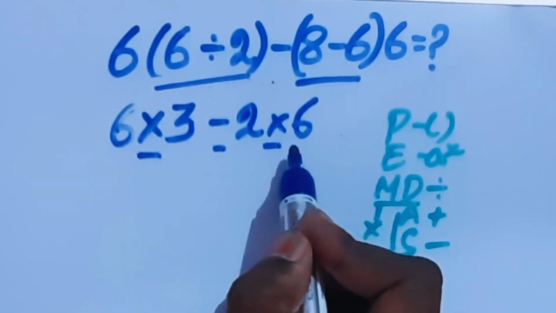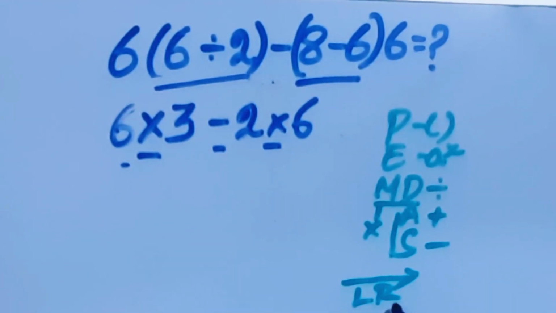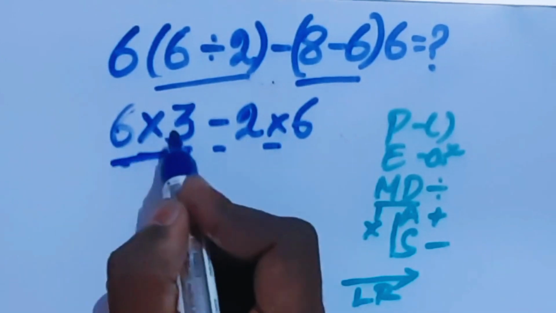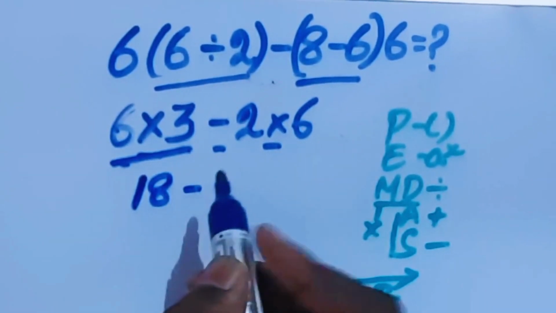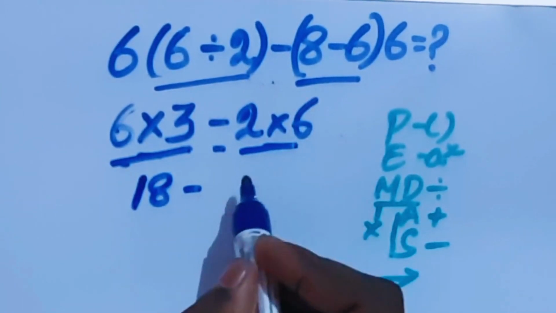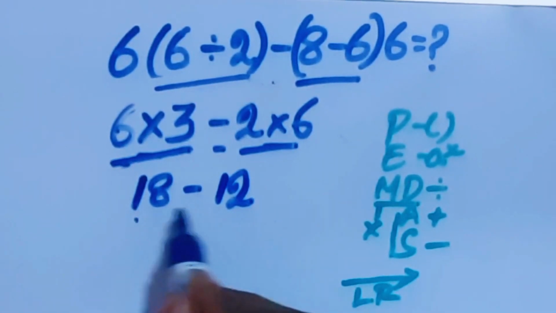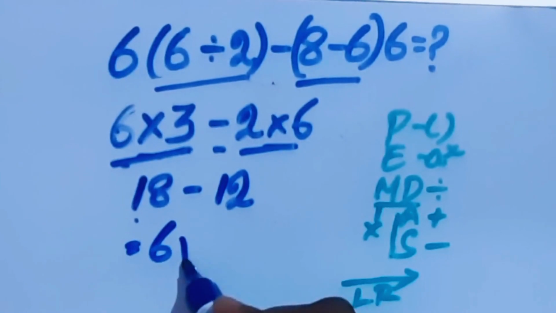Now we have two multiplications. Which is first, this or this? For this we have to follow the left to right rule. Left to right is this one. So 6 times 3, 18 minus, now we have to do this. This is 12. Now 18 minus 12 is 6. This is the correct answer.